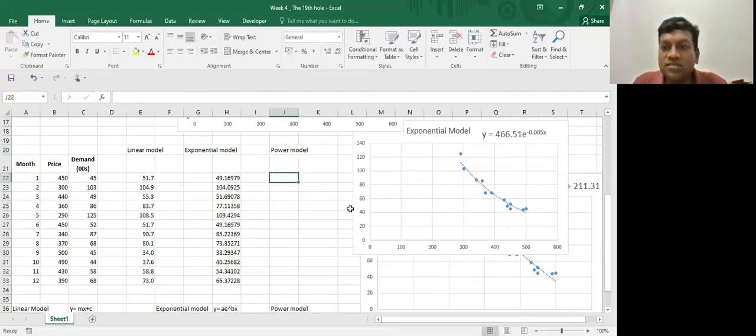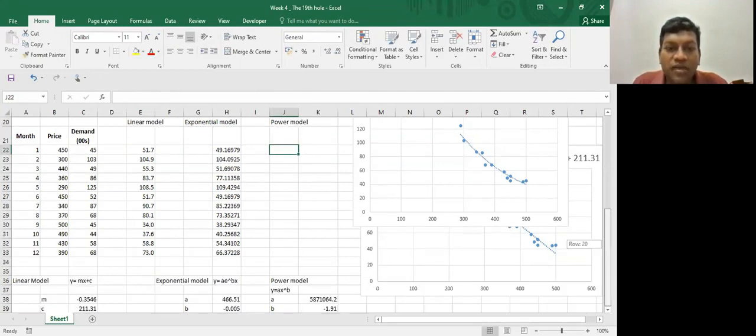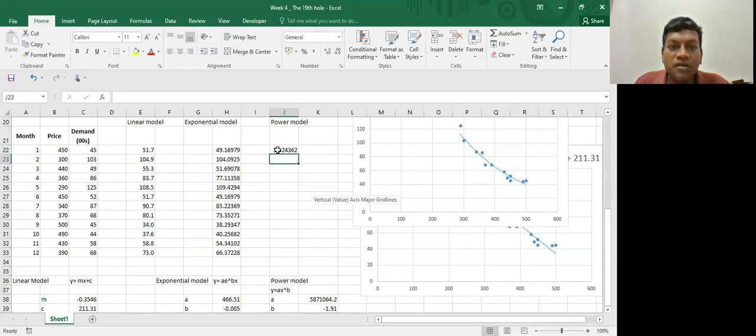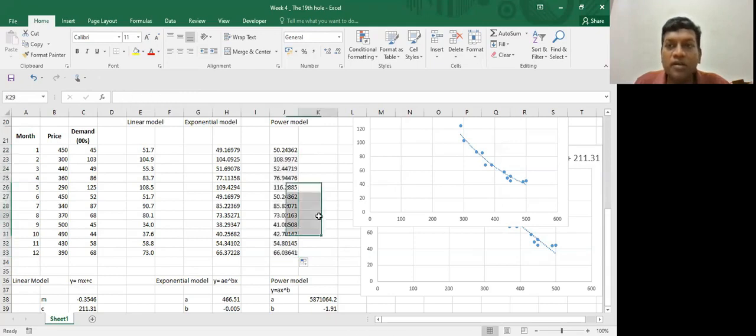And the equation is y is equal to a x raised to b. It's equal to a. I'm picking up the value here, multiplying by x, which is the price, raised to b. Let me lock in a and b. F4, b F4, enter, and now I have all the values predicted by the power model also.